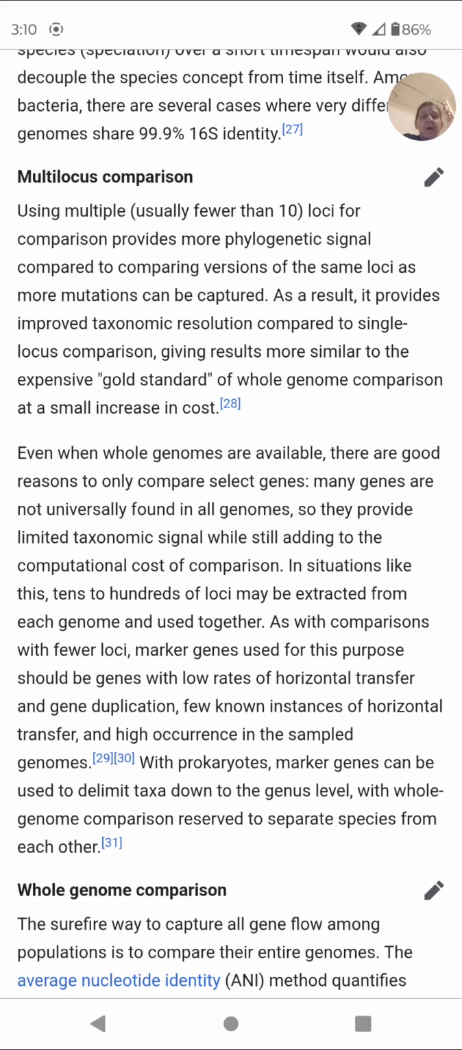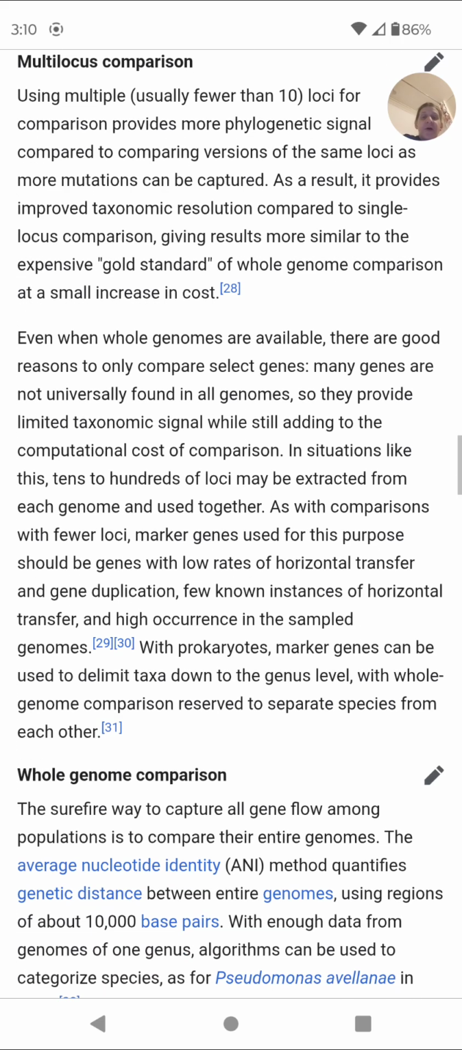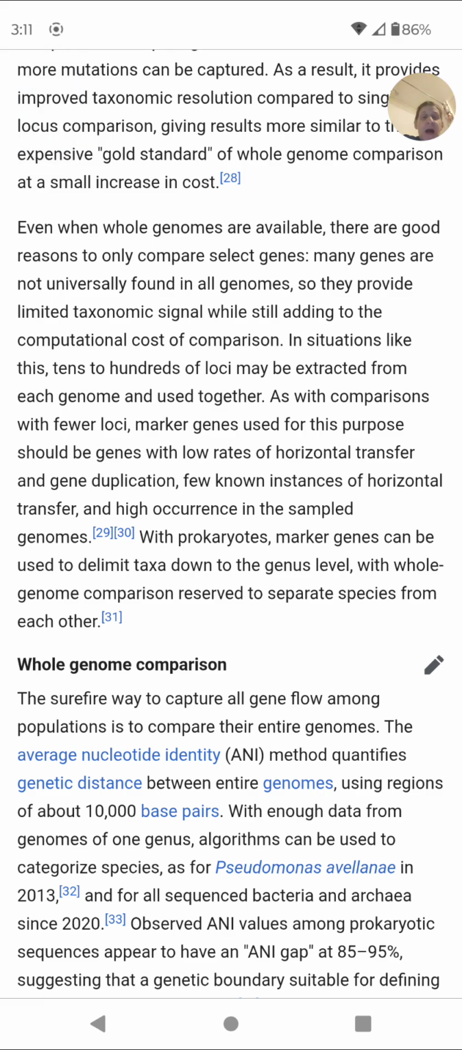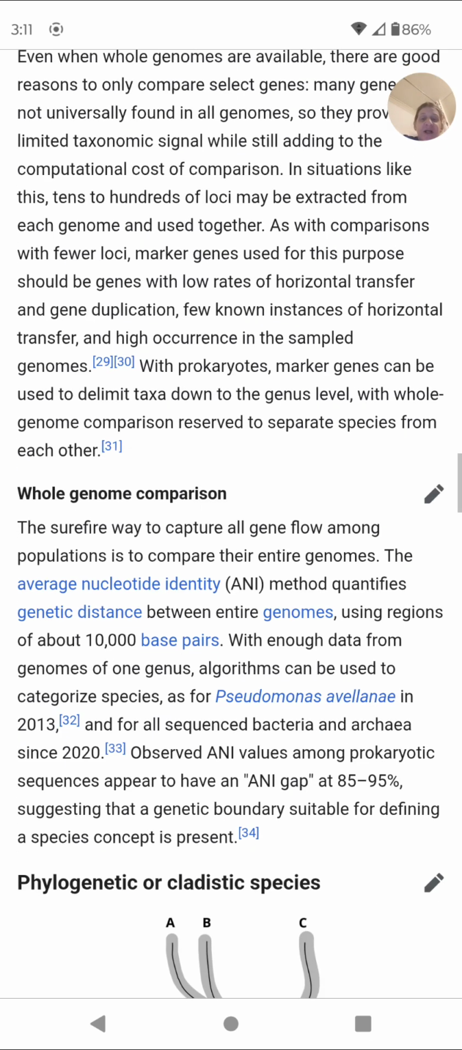Even when whole genomes are available, there are good reasons to only compare select genes. Many genes are not universally found in all genomes, so they provide limited taxonomic signal while still adding to the computational cost of comparison. In situations like this, tens to hundreds of loci may be extracted from each genome and used together. As with comparisons with fewer loci, marker genes used for this purpose should be genes with low rates of horizontal transfer and gene duplication, few known instances of horizontal transfer, and high occurrence in the sampled genomes. With phylogenomics, marker genes can be used to delimit taxonomy down to the genus level, with whole genome comparison reserved to separate species from each other.